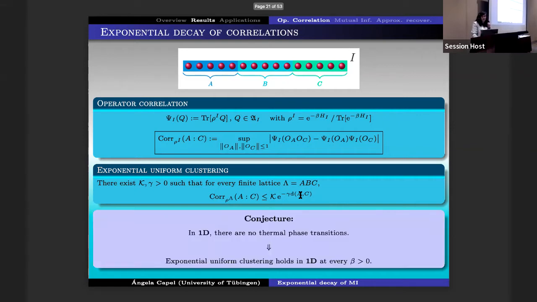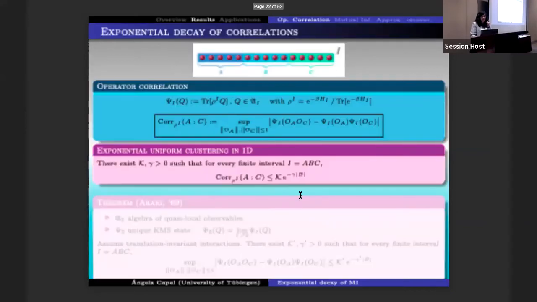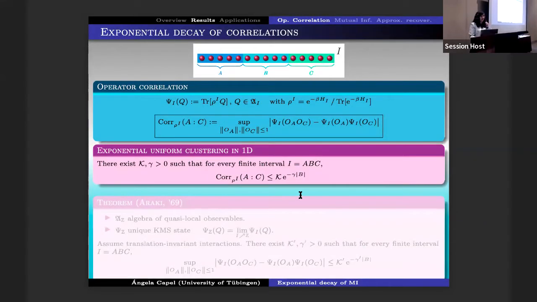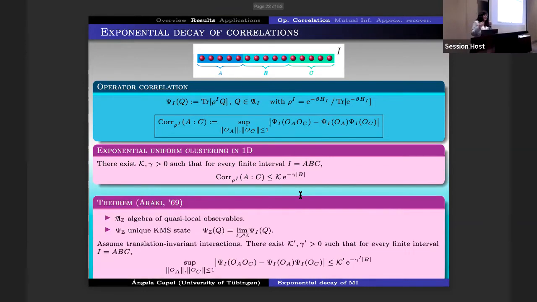And now the conjecture, as I said before, is that if we translate this notion directly to the 1D case, since in 1D there are no thermal phase transitions, this should imply that exponential uniform clustering should hold in 1D for every temperature. And we tried to look in the literature and find if this was already proven, and there was this similar result given by Araki, which is not quite the same. So it's sort of an infinite chain version of this result, right?